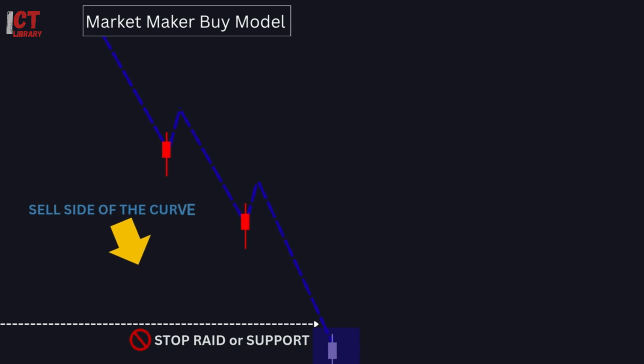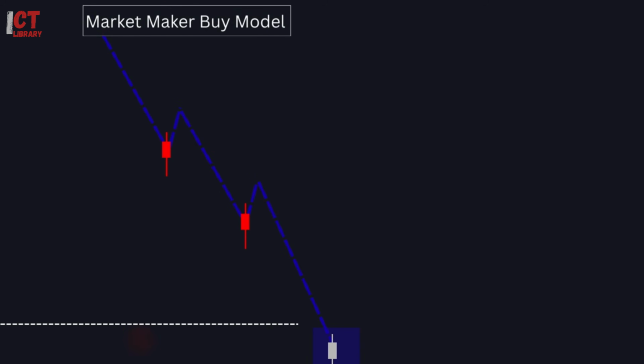And to understand this properly, we will first examine the market maker buy model. But here's where most traders become confused. Look at this chart. The market begins by moving lower first. That downward movement reaches into a support area on a higher time frame or an immediate support reference.